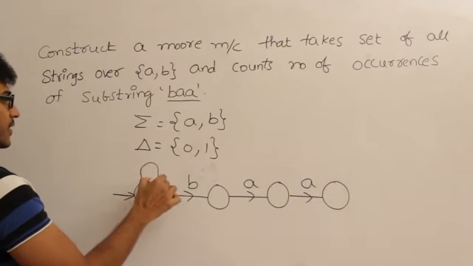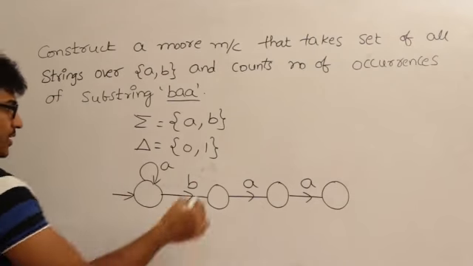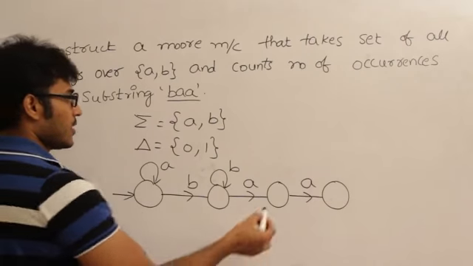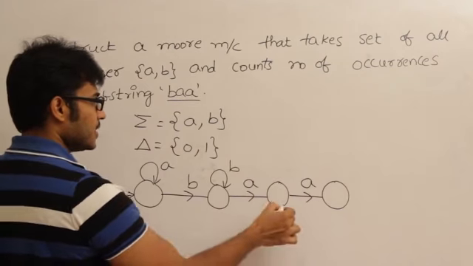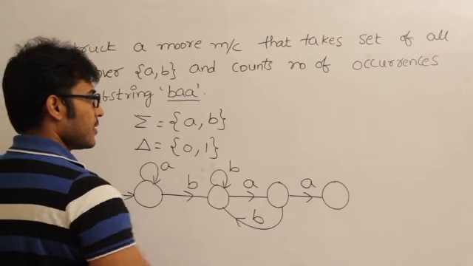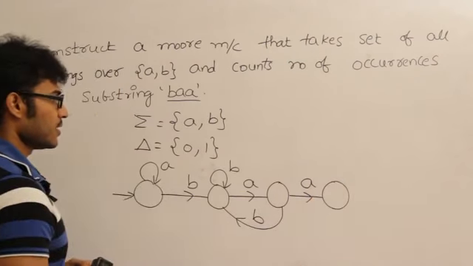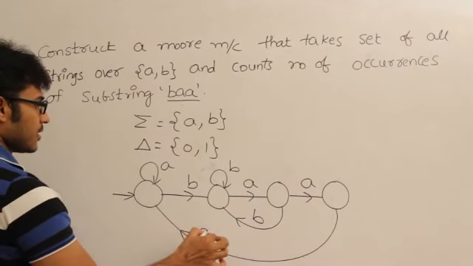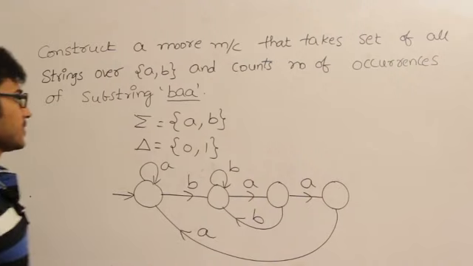Now this state will wait for a B, any number of A's, it will accept it, and now any number of B's. It is going to be BAA only, and if I see an A it is going to be there. If I see a B, I have to come back and wait for BAA, and if I see an A it is not ending with AAA, so I have to again come back and wait for BAA. Fine. So this is what happens for B.